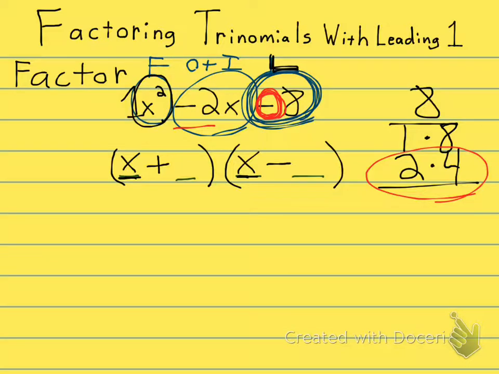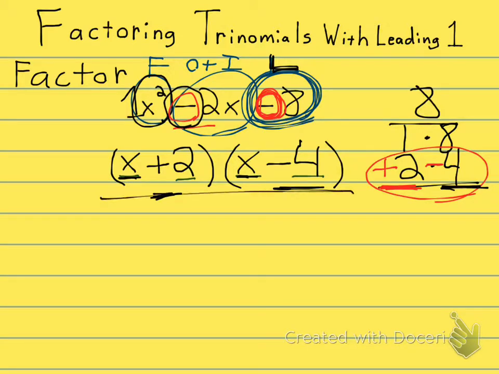Now, my middle term has to be a negative 2. The only way to get a negative 2 is if this one is positive and this one is negative. The larger one has to be negative to give me this negative 2. So I have to make sure I put this 2 by the plus, right here, and I have to put this 4 by the minus. Okay, if I did it the other way, if I said plus 4 and minus 2, I would not get a minus right here.